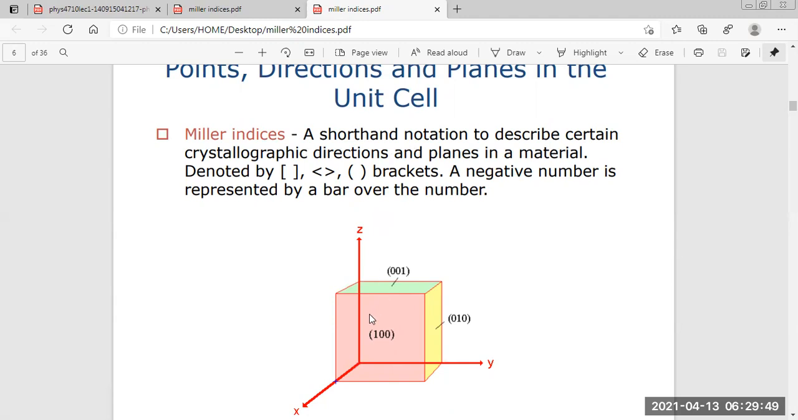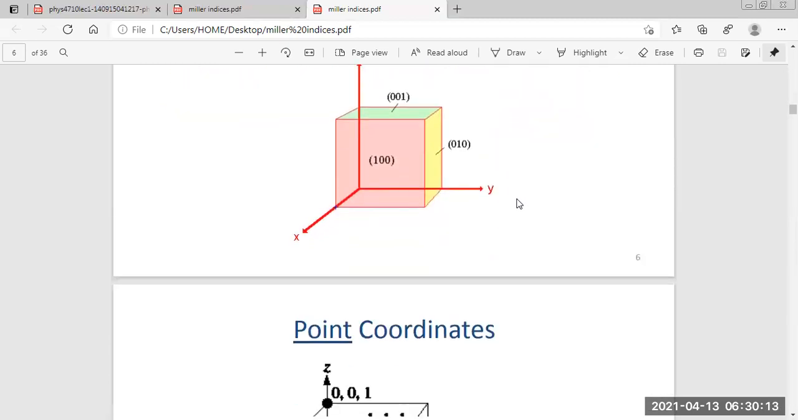And the planes, what are these planes? Now I told you this is one set of planes, this is another set of planes, and this is another set of planes, right? Likewise, you have another set of planes backward, here another set of planes. Like this you'll have different sets of planes. Now for example, if you get a negative number, that negative number should be represented with a bar, right?